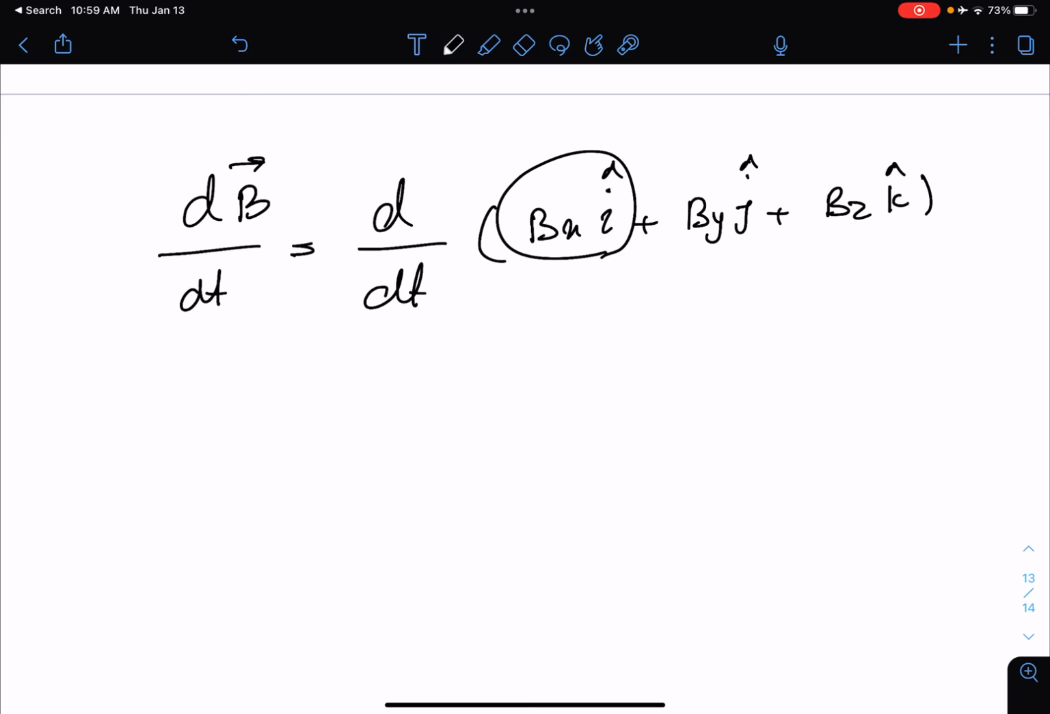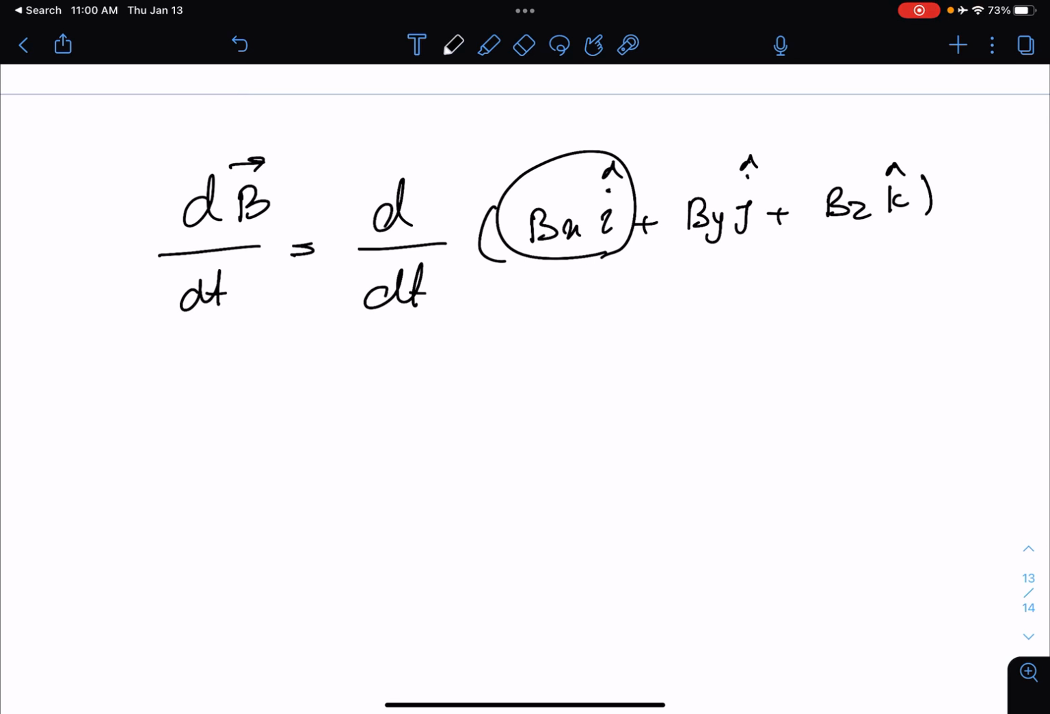Just dB dt, dBx dt. Is that what you're saying? Yeah. But the direction of I is changing, right? So dI dt is not 0. Because I is changing. When the direction of a vector changes, it essentially means that its unit vector is changing, right?